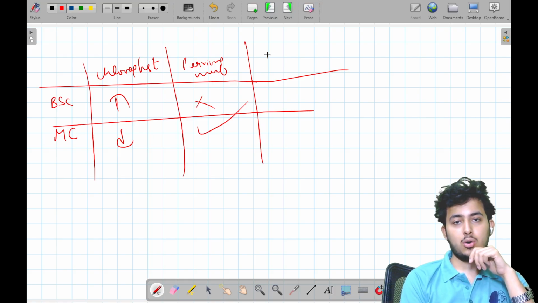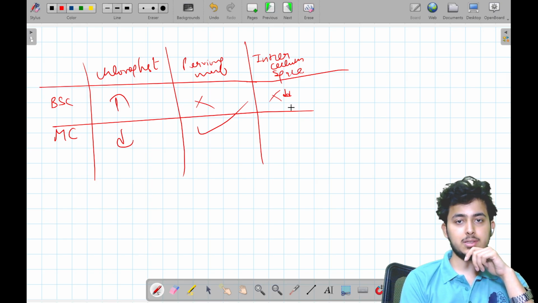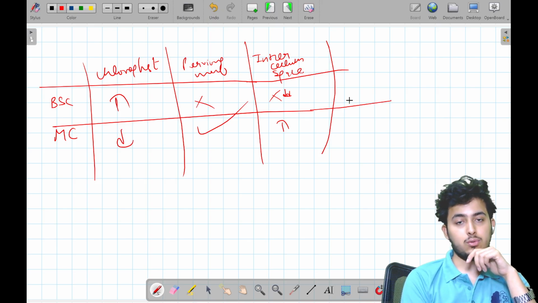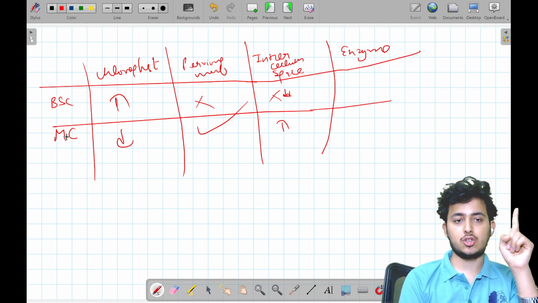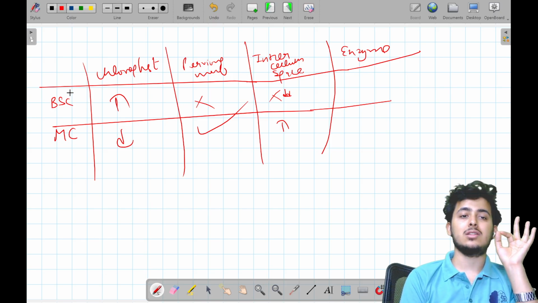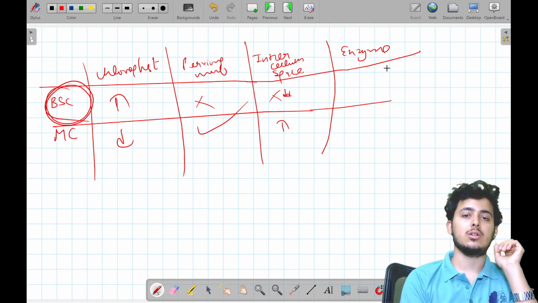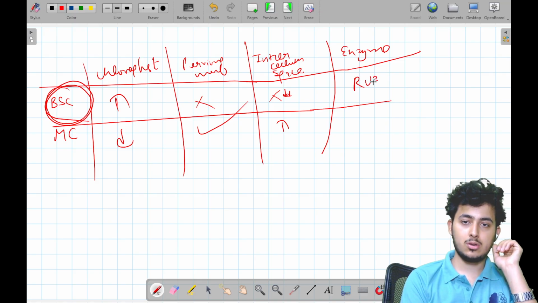Then you can talk about the intercellular spaces between the cells. The bundle sheath cells are tightly packed and have very little intercellular space, whereas the mesophyll cells have a good amount of intercellular space. Now, another thing that you have to understand is which enzyme is present in which kinds of cells. I told you that the dark reaction, basically the C3 cycle, is happening in the bundle sheath cells, and that's why they will have Rubisco.